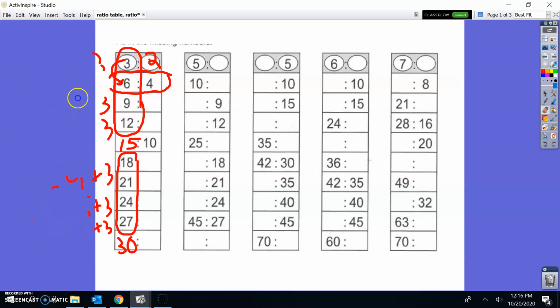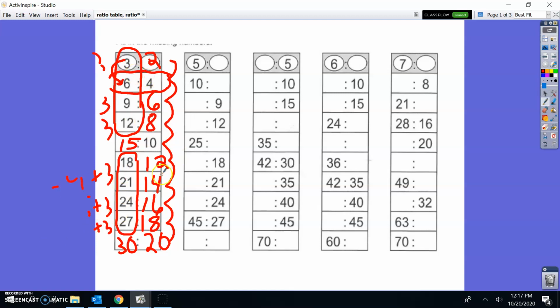But what I'm going to look at is my ratios, 6 to 4 and 3 to 2, and I'm going to continue on with this same pattern. And I am going to write here 9 over 6, 12 to 8, 18 to 12, 21 to 14, 24 to 16, 27 to 18, and 30 to 20. So my pattern here is adding by 2 all the way down in the right-hand column. So my ratio table is now filled, even though this looks a little bit messy.